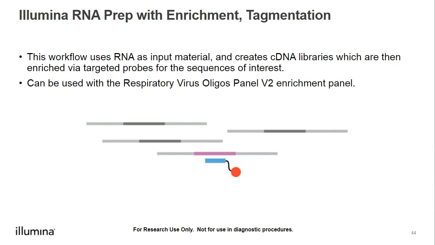We then use biotinylated probes designed against the sequences we are interested in. These probes bind to the library fragments we want to sequence, and we pull them out with streptavidin magnetic beads. We perform an additional PCR step to amplify our now targeted libraries, and then we're ready for quantification, QC, and sequencing.